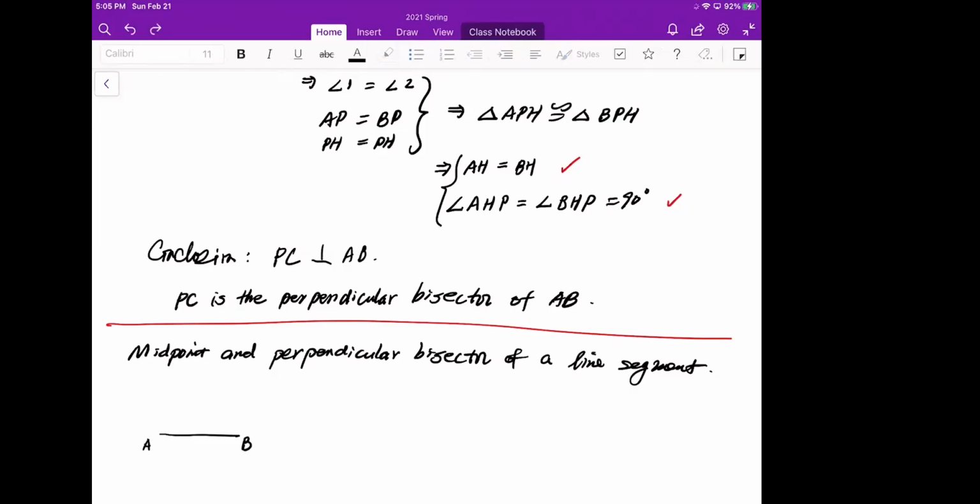Okay, I want to give everyone some time. Let's think of that. How can we get the perpendicular bisector, or how to get the midpoint? It's the same thing, basically.